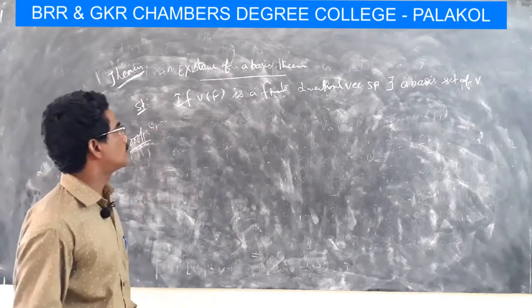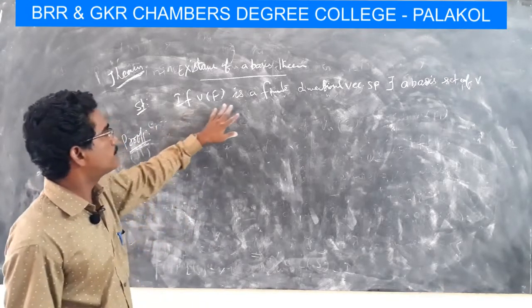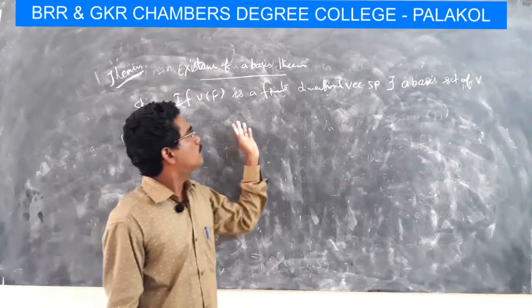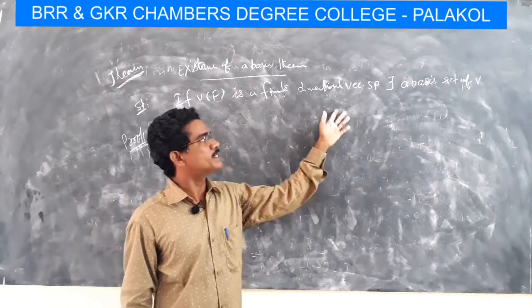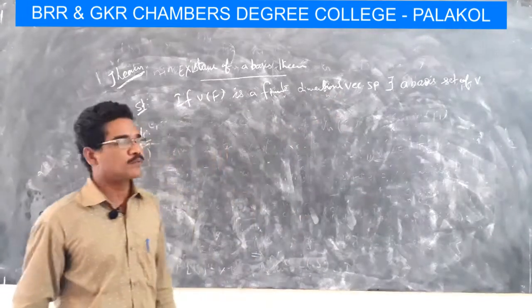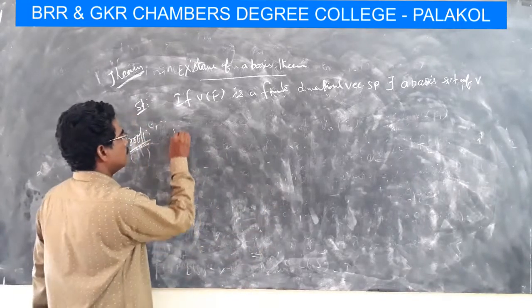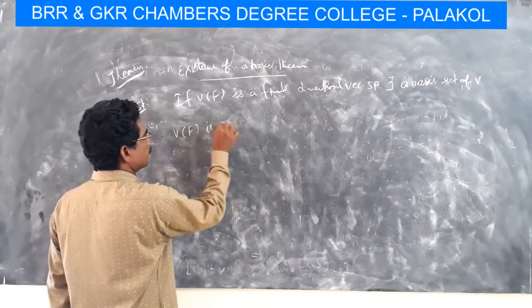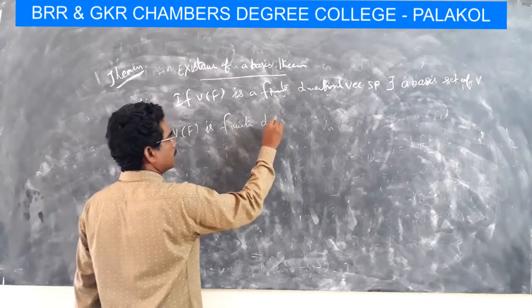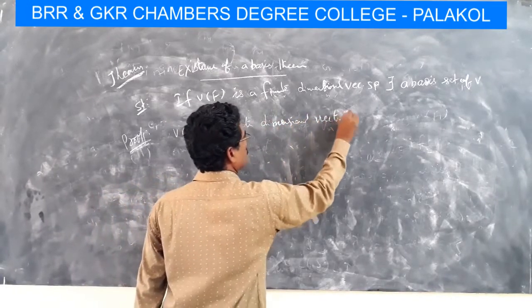Coming to the proof. If V(F) is a finite dimensional vector space, then there exists a basis set of V. Proof: V(F) is a finite dimensional vector space.